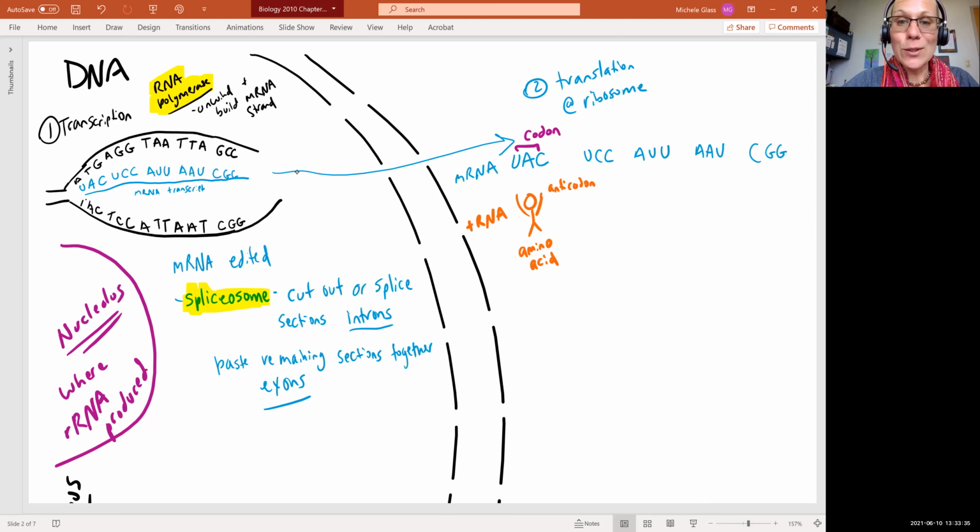Anticodon is complementary to the codon. So if the codon is UAC, the anticodon would be AUG. Right? And that's how that would work.